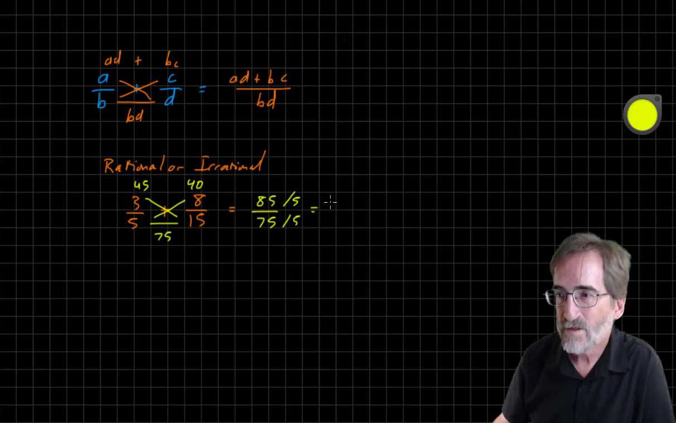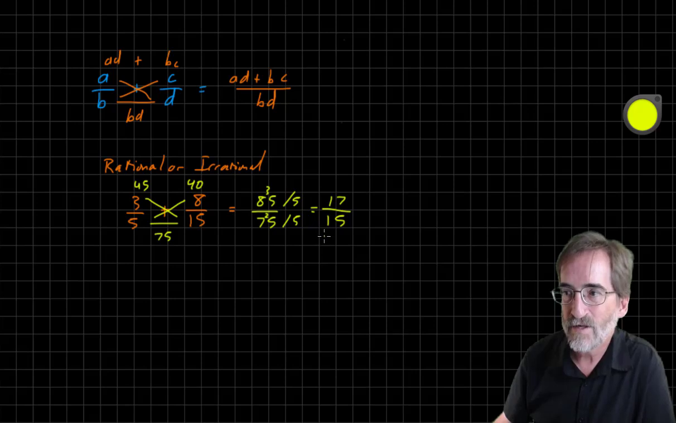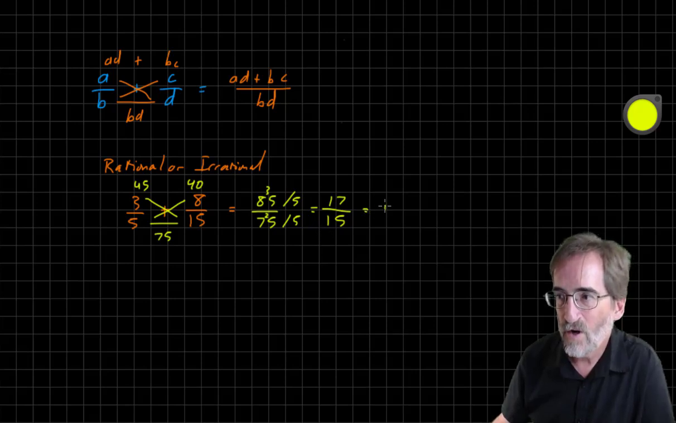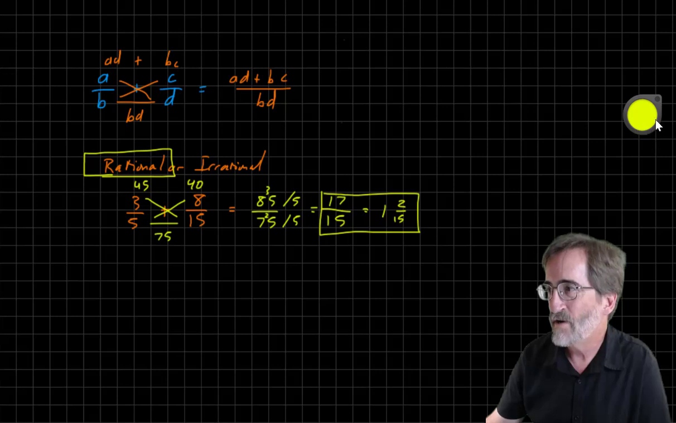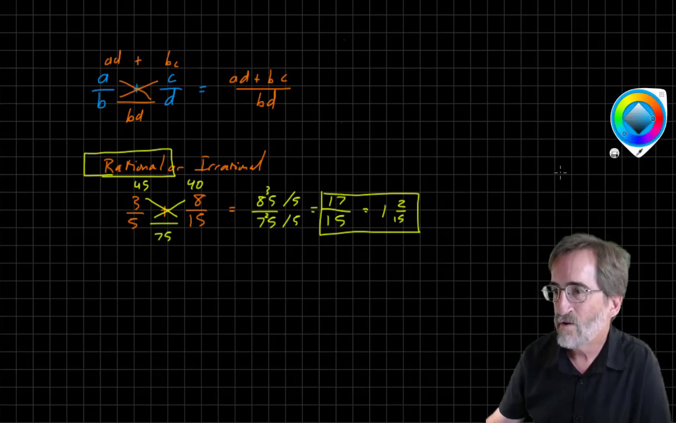5 into 8 goes once with 3 left over. 5 into 35 goes 7. 5 into 7 goes once with 2 left over. 5 into 25 goes 5. So 17/15 or 1 and 2/15. Okay? And so the answer is rational. Okay? One more time. What if you don't have fractions?